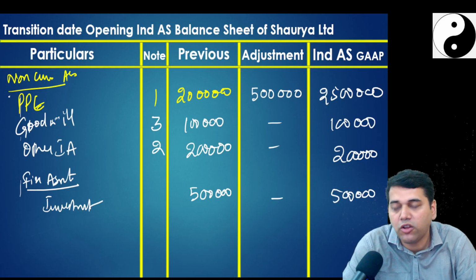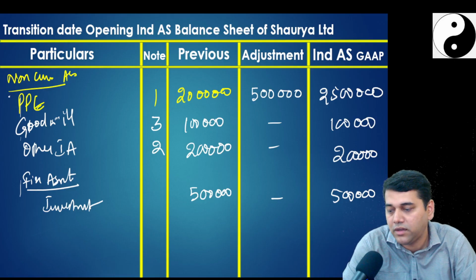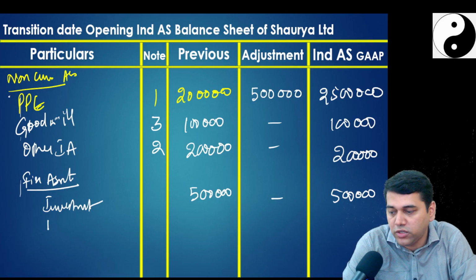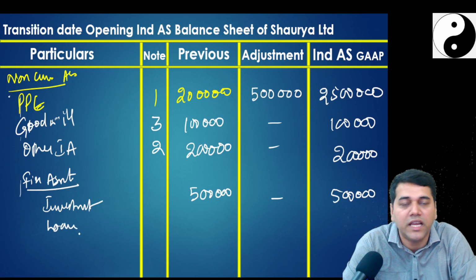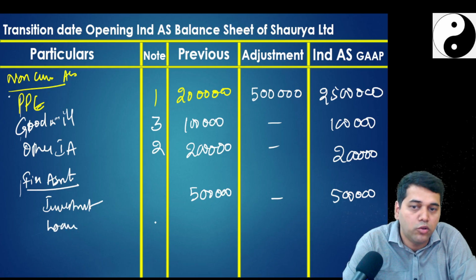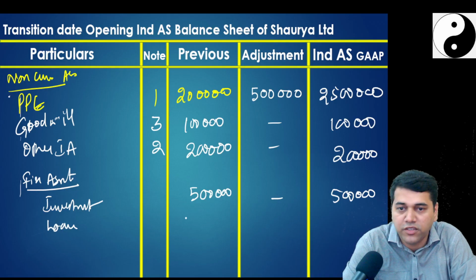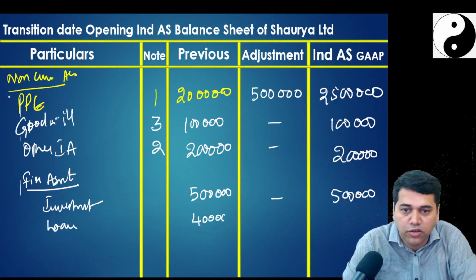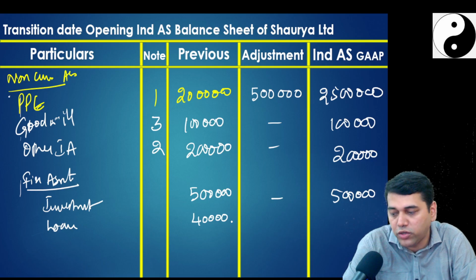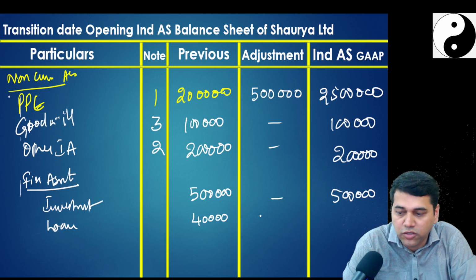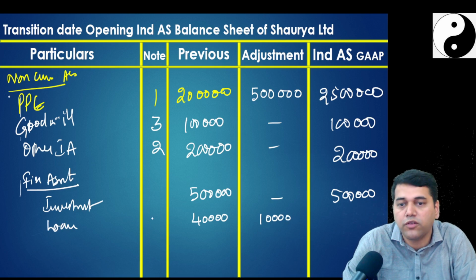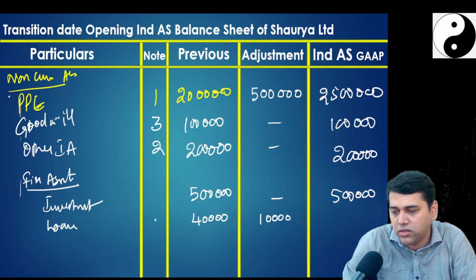Do I have any other non-current investments? Yes, there was one, loans. Loans and advances. So how much is your loan? Because as per Schedule 3, I have to give a separate disclosure. What is the loan? 40,000. Out of this 40,000, how much am I going to adjust? 10,000. So for loans and advances, which was the note number? Note number 5.